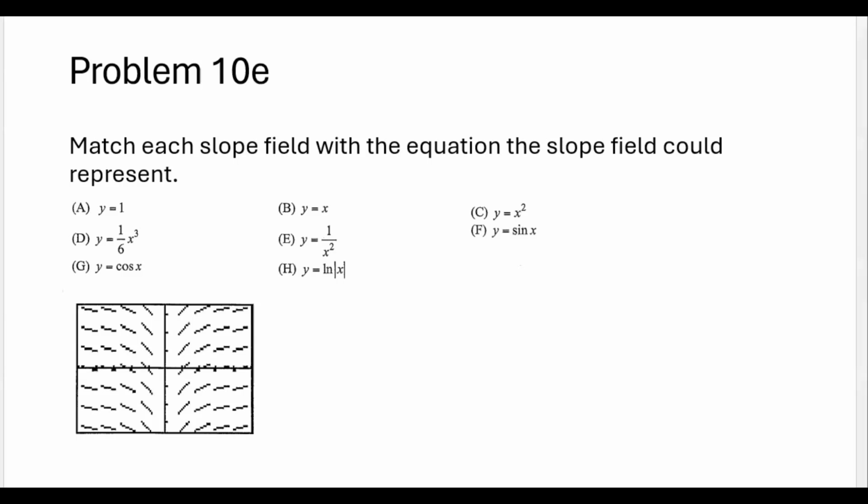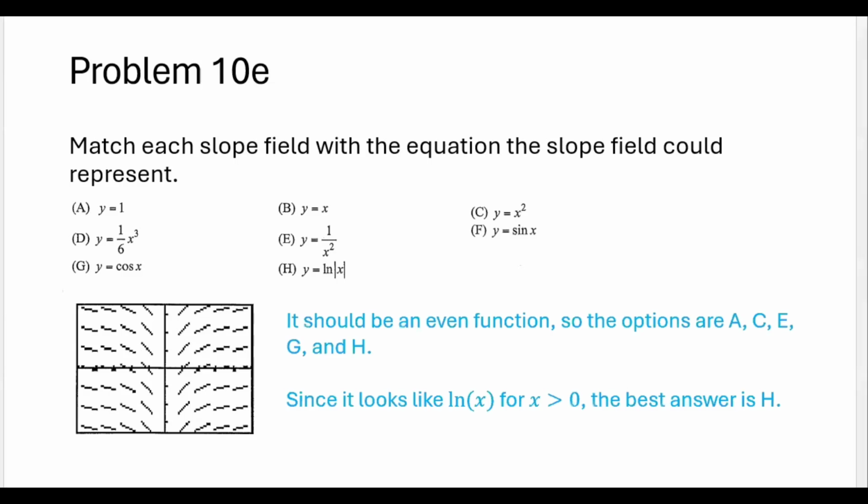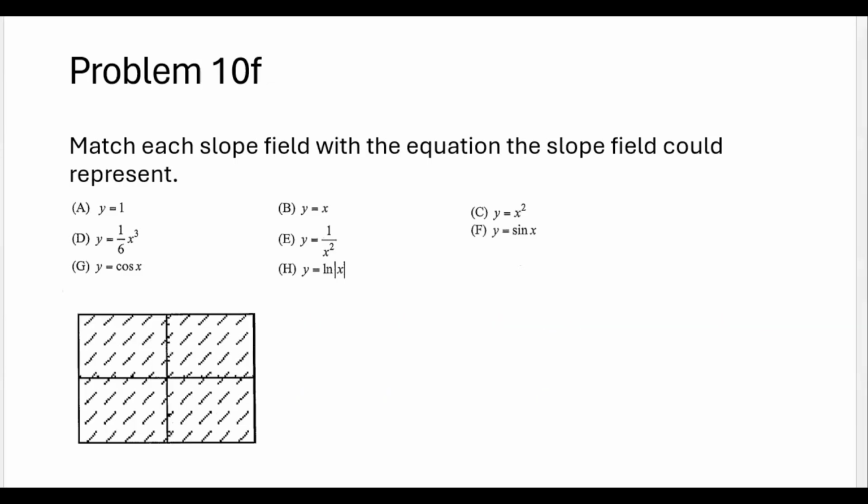Okay. E, what about this one? This looks like an even function profile again. So which ones were they? It was A, C, E, G, and H, right? Which one of those is it? Well, this one looks like the natural log. So this is what I was thinking earlier. So the best answer is H.